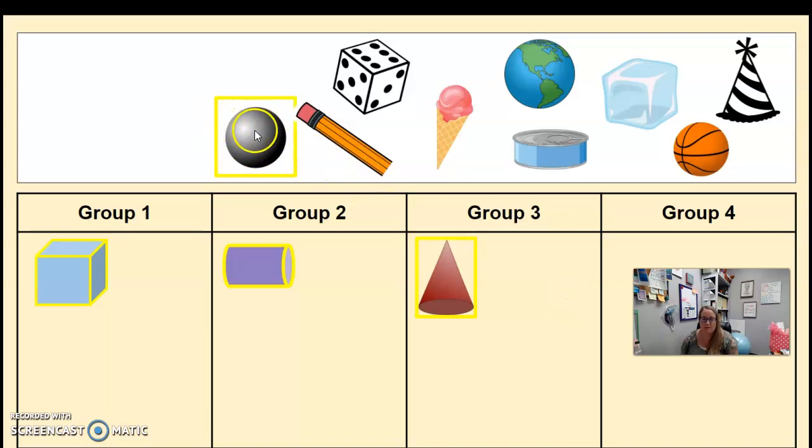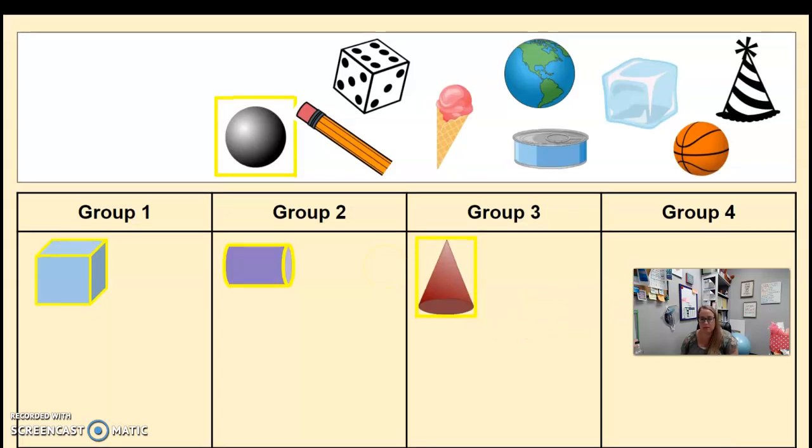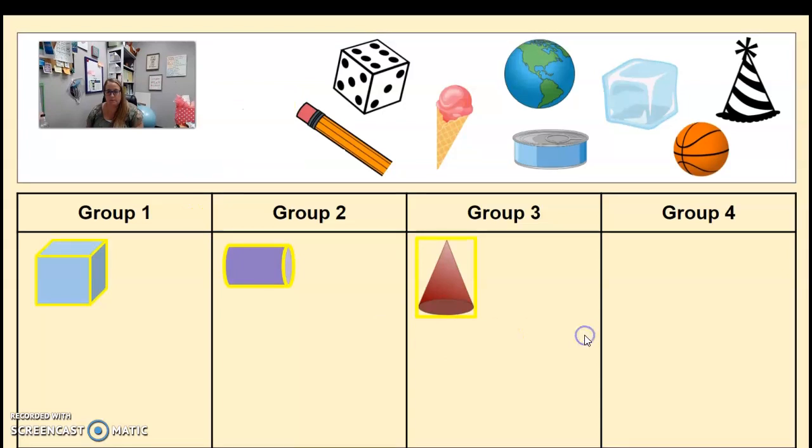The next one we have is this one. So this one's a little tricky. It kind of looks just like a circle, right? But it's actually a sphere, and it's just made of one really big curved surface. So does that look like anything from group 1, 2, or 3? Nope. So it's going to start its own group, and it's going to go to group number 4. All right, so now we have an example in every single one of our groups. So now we have to figure out where all these other ones are going to go.